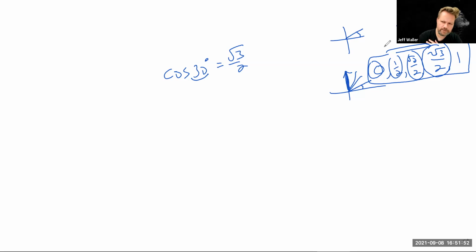Does that make sense? Yeah. To be honest, I don't have these memorized. If somebody says what's sine of 60, I go, that's closer to y, so it's root 3 over 2. I don't have them memorized because I don't want to take up space in my brain.